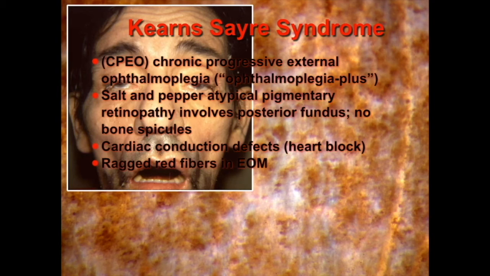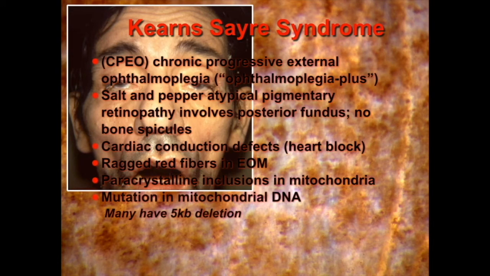The histology shows so-called ragged red fibers in the extraocular muscles. If you do EM, you can see paracrystalline inclusions in the mitochondria. Now, this condition is caused by mutations in mitochondrial DNA. Many patients have a 5 kilobase deletion. There are several other mitochondrial conditions that affect the retina. These include MERRF and MELAS. MERRF is myoclonic epilepsy with ragged red fibers, and MELAS is mitochondrial encephalopathy with lactic acidosis and stroke.